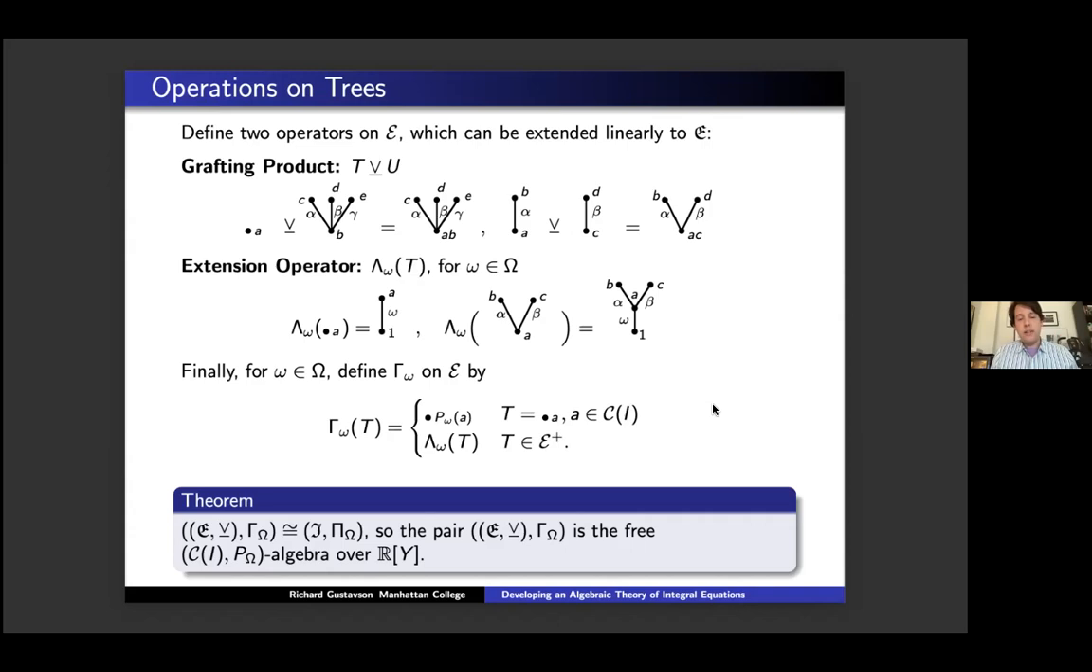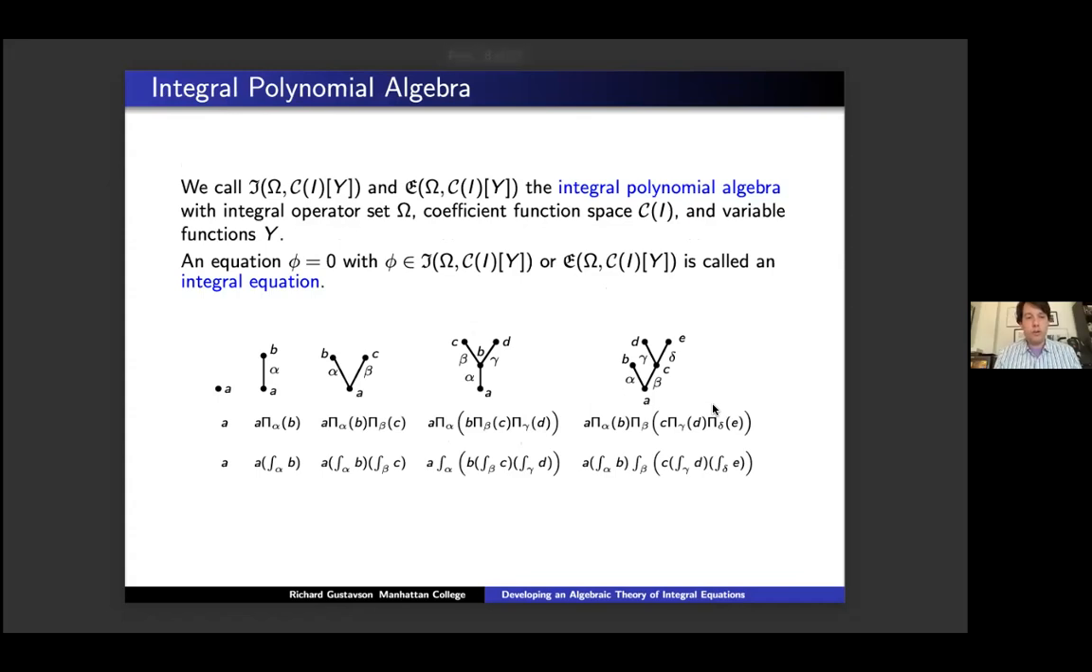And so that shows that this algebra of decorated rooted trees is also the free relative operated algebra over R of Y. And so when we want to look at integral equations, we'll see we can think of them as these trees. Let me just show you the connection between the various algebras we looked at. So we're going to call an element of this set I, or equivalently this set E, an integral polynomial algebra. And the integral operators are omegas.